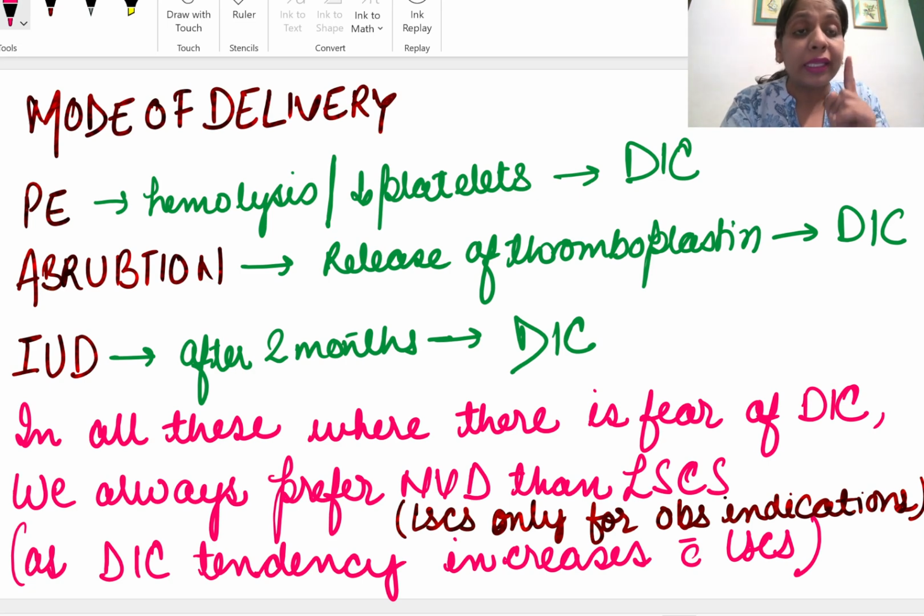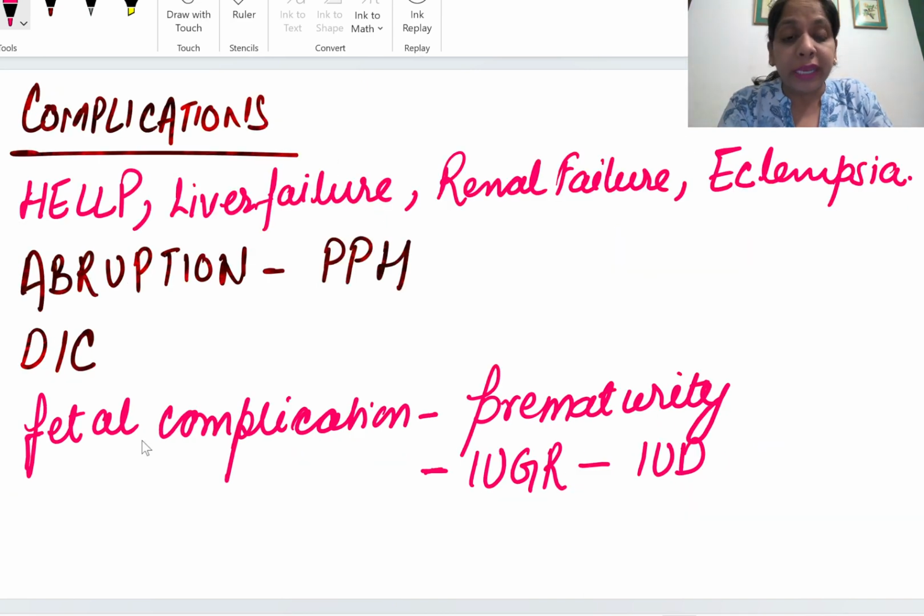That is why in the question on previous cesarean also, the answer was to induce labor, because one LSCS, one lower segment cesarean section, can undergo VBAC. Okay, so please always prefer normal delivery in the case of preeclampsia, eclampsia, abruption and IUD. Let us see what the complications are.